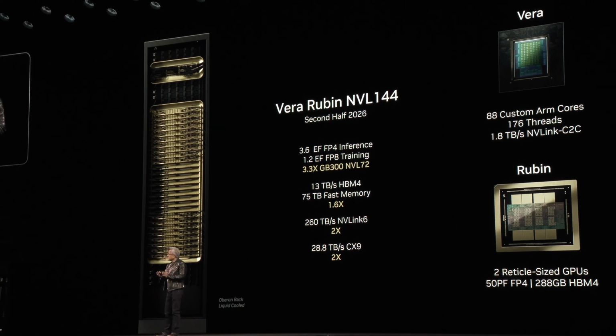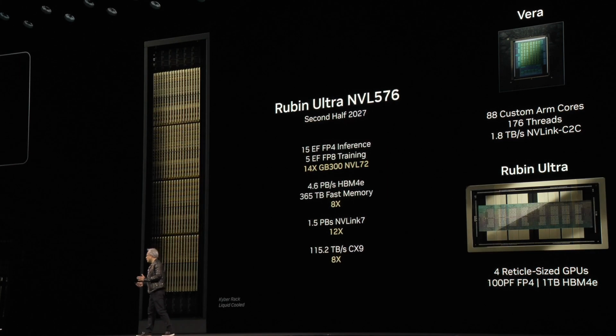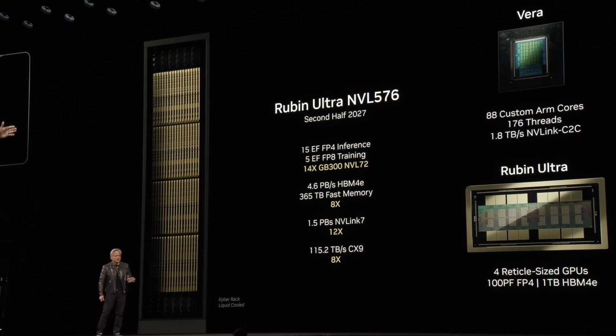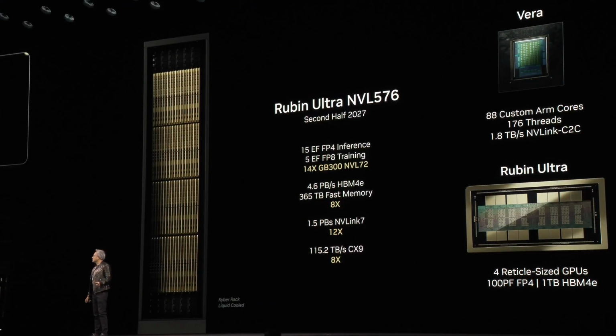And then this now sets the stage for the second half of the year, the following year, we call Rubin Ultra. So Vera Rubin Ultra, second half of 27. It's NVLink 576, extreme scale up. Each rack is 600 kilowatts, 2.5 million parts. And obviously a whole lot of GPUs.